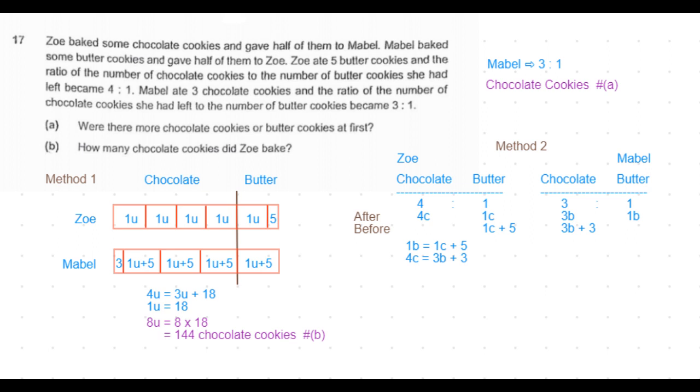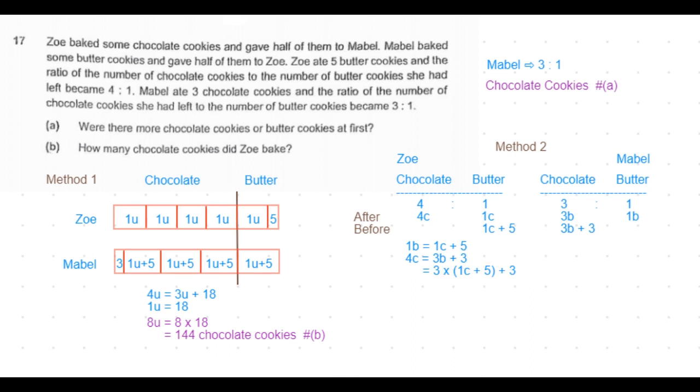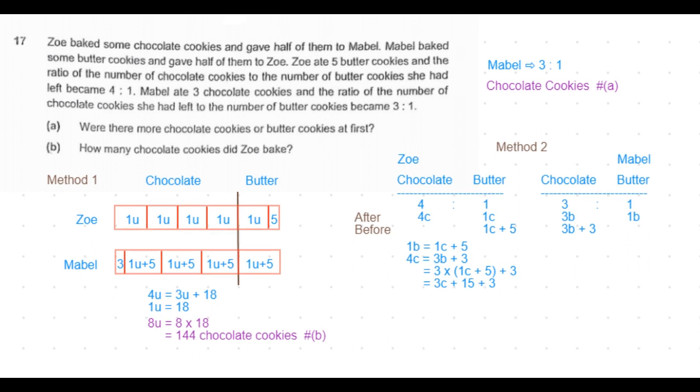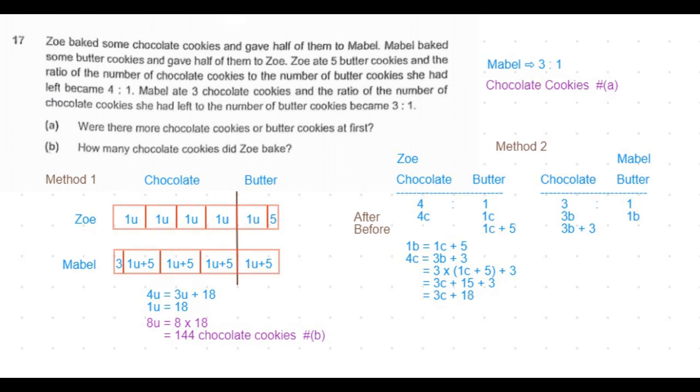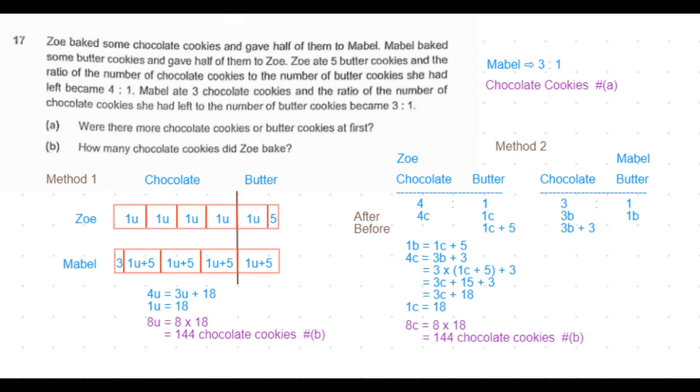So in the second statement, let's substitute the value of B to be 1C plus 5. So that becomes 3 times (1C plus 5) plus 3. 3 times 1C is 3C, plus 3 times 5 is 15, plus 3, which is equal to 3C plus 18. So here again we have 4C is equal to 3C plus 18. We get the value of 1C to be equal to 18. The number of chocolate cookies Zoe baked at first is 8C, out of which half she gave to Mabel. So 8C is equal to 8 times 18, which is equal to 144 chocolate cookies.